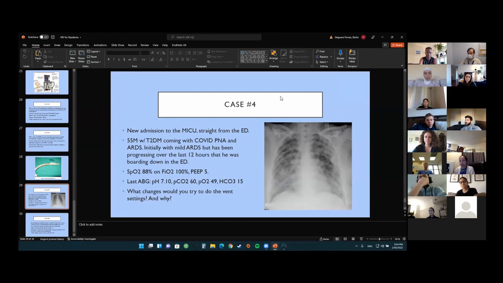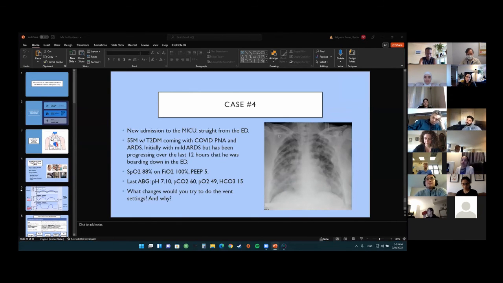Feel free to unmute yourselves, put it in the chat. I know Nora had the initial question about why it decreases LV afterload. I know you had mentioned preload. I don't know if Nora was talking specifically about afterload and if you mentioned it, but if not, then I don't see any other questions in the chat.